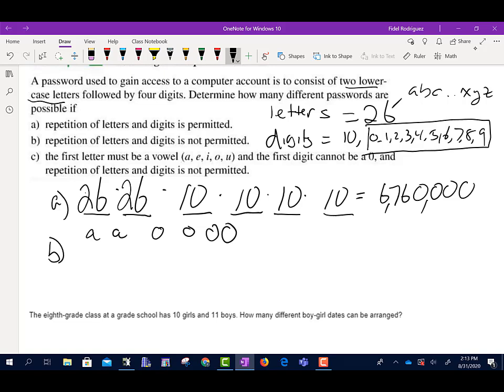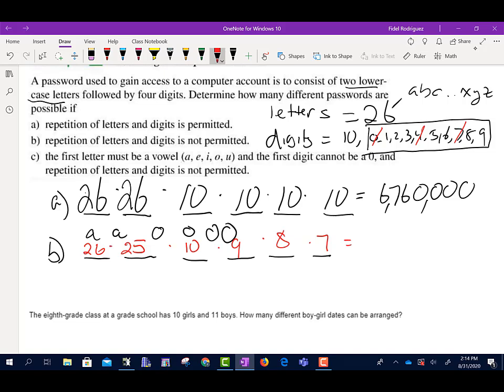Okay, let's do part B. Part B says repetition of letters and digits is not permitted. Remember, we're going to have 2 letters and 4 numbers. For my letters, in the first spot, I have 26 letters to choose from. Because we're not going to be able to repeat them, now I only have 25 letters to choose from. For digits, the first time I have 10 digits to choose from, but I cannot repeat them. What does that mean? If I use the digit 7, now I only have 9 digits to choose from. If I use the number 4, now I only have 8 digits to choose from. If I used a 0, now I only have 7 digits to choose from.